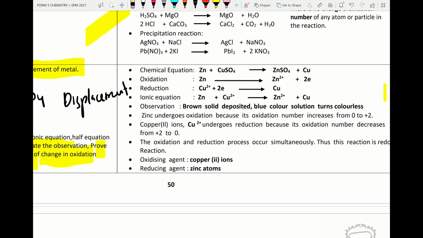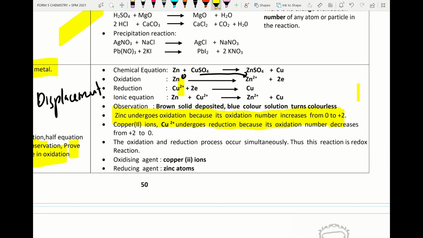The oxidation number of zinc is 0, and it increases to positive 2. So how to answer? Zinc undergoes oxidation because its oxidation number increases from 0 to positive 2. For copper 2 ion, the oxidation number is positive 2, and it turns to 0, so it decreases. Copper 2 ions undergo reduction because their oxidation number decreases from positive 2 to 0.